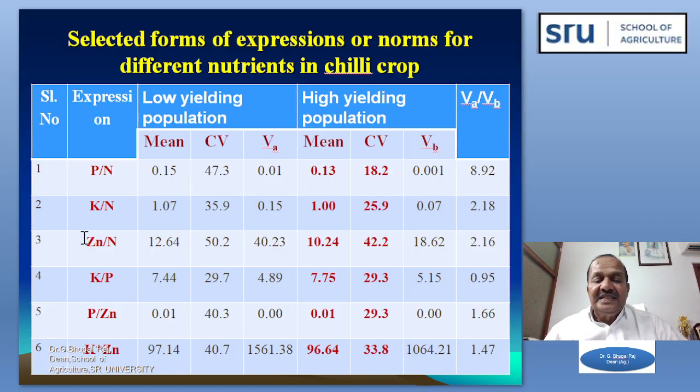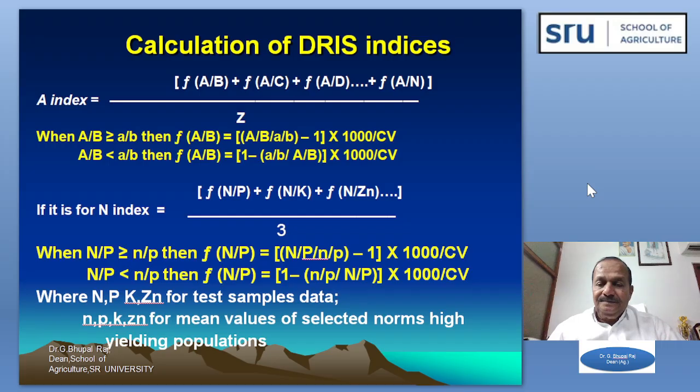Similarly, the selected expression is zinc by N. For this combination, the mean value of the high yielding population for this particular ratio is 10.024. So the norm for zinc by N is 10.24. Like that, similarly for all other ratios, these mean values are considered as the DRIS norm values for the selected forms of expression. This mainly depends upon the variance ratio.